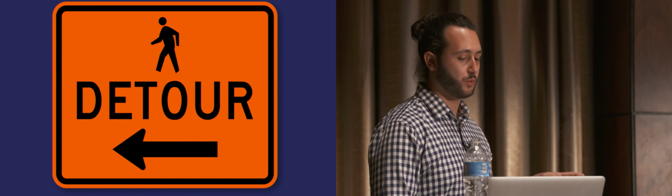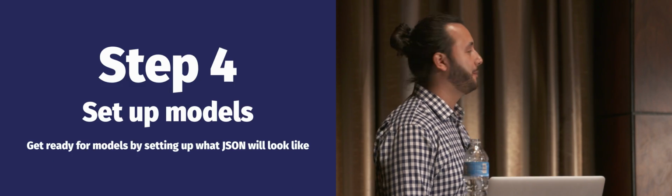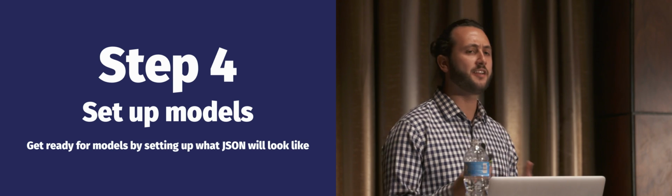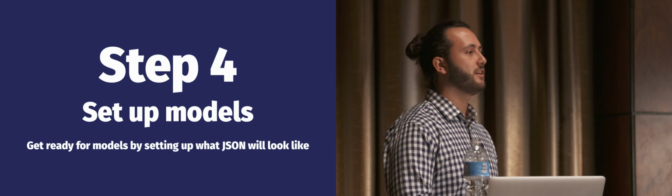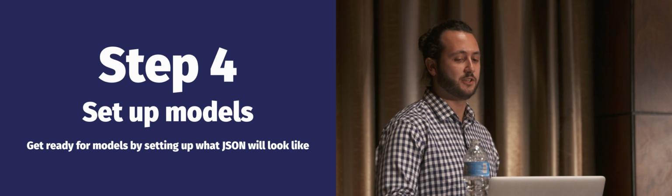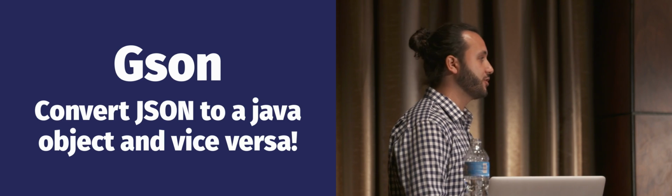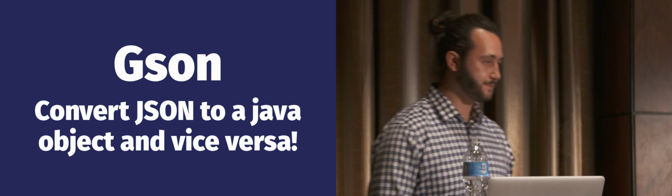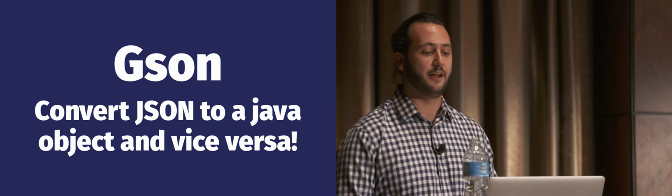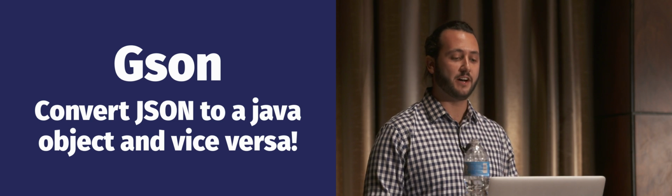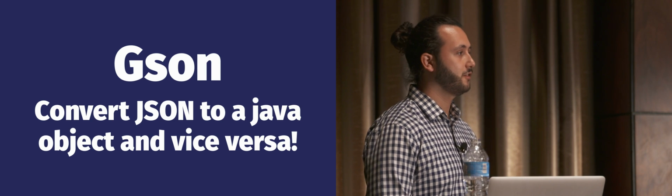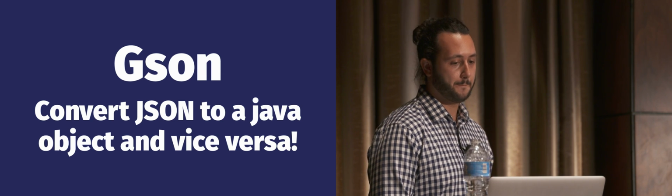But first we need to take a real quick detour and set up our models. We're going to set up our models by using what the JSON will look like to inform us how to structure them. And speaking of JSON, I'm going to introduce you to our next library, which is Gson. Gson is a library that allows us to convert JSON to a Java object and vice versa. Super nice, super friendly for us.